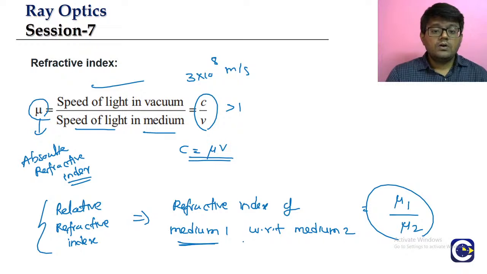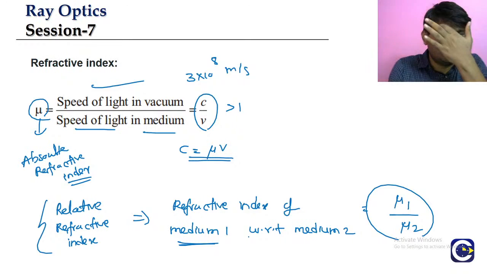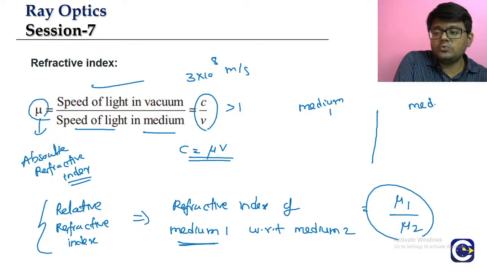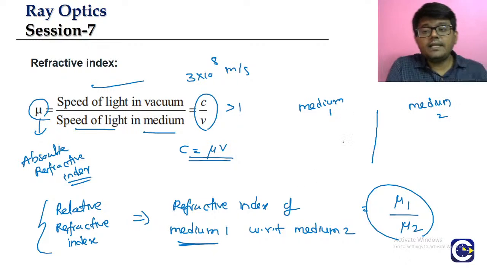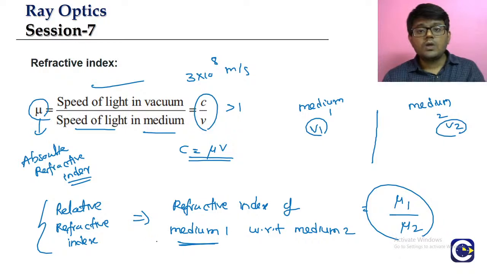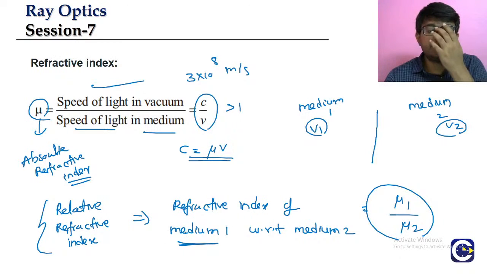Now when the light is going from one medium to another medium, we understand that the speed of light will be different in different media. Look at this. We have here medium 1 and here medium 2. When light is going from one medium to another, here the speed is v1, here the speed is v2. What other properties of the light will change?